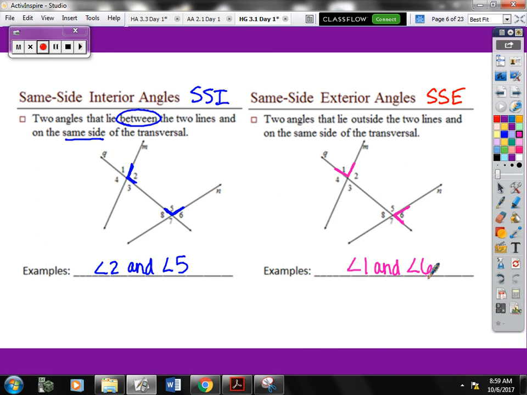Who can identify what the other pair would be? Maddie? Good. 4 and 7 would be the other pair. Very good. All right, so this is going to be a good visual representation for you to look back at to see the different types.